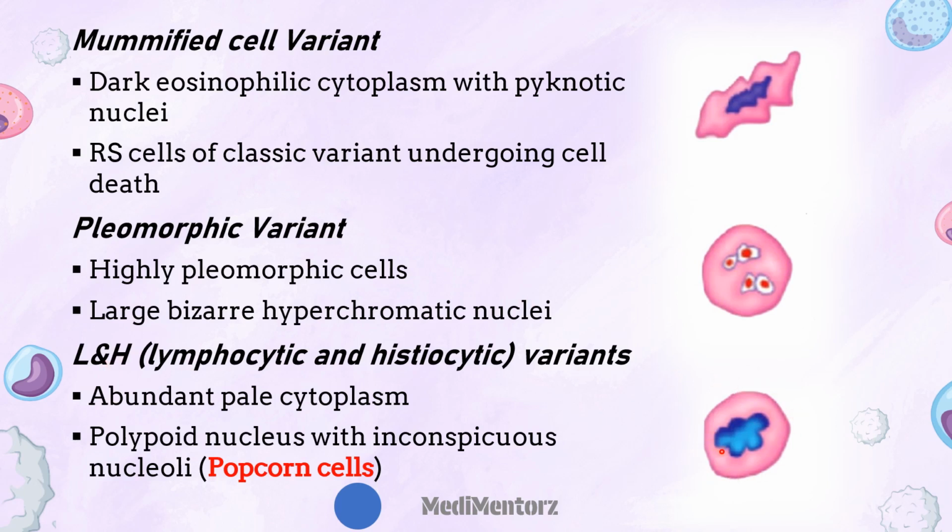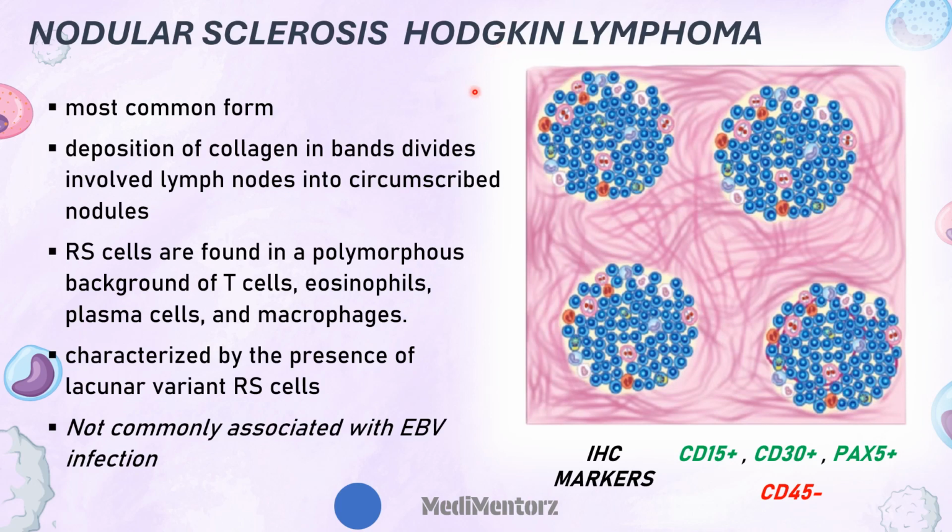Now, let's move on to morphology of individual subtypes of Hodgkin's lymphoma. First is nodular sclerosis. It is the most common form of Hodgkin's lymphoma. This is just a diagrammatic representation of how the morphology in microscope appears. There is deposition of collagen bands which divides the involved lymph node into circumscribed nodules.